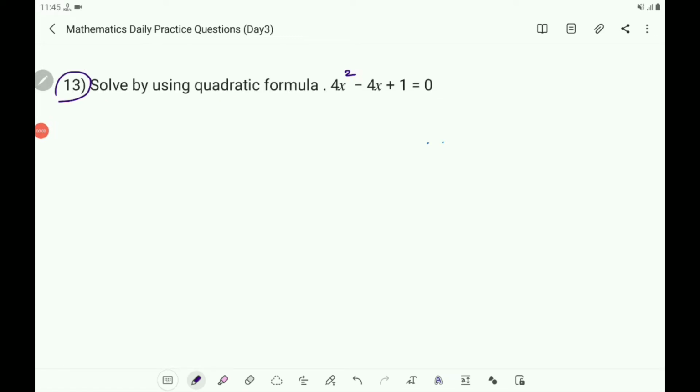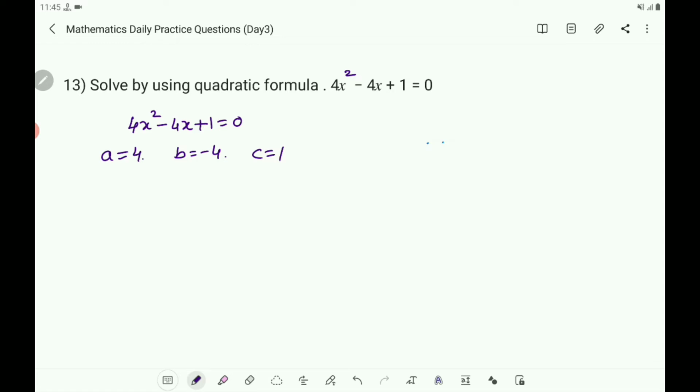Now the 13th question: solve by using quadratic formula, that is 4x square minus 4x plus 1 equals 0. So you write that equation 4x square minus 4x plus 1 equals 0. You know that it is in the form of ax square plus bx plus c equals 0, which is the standard form of the quadratic equation. Now here you write the values of a, b and c. A equals 4 and b equals minus 4, c equals 1.